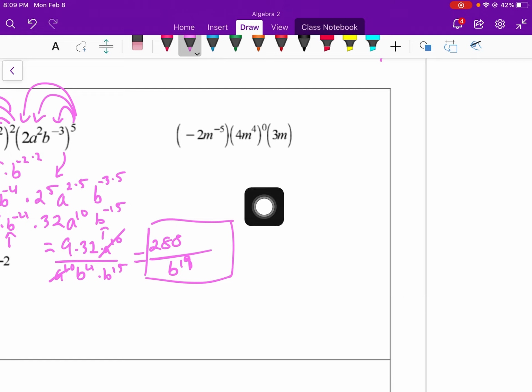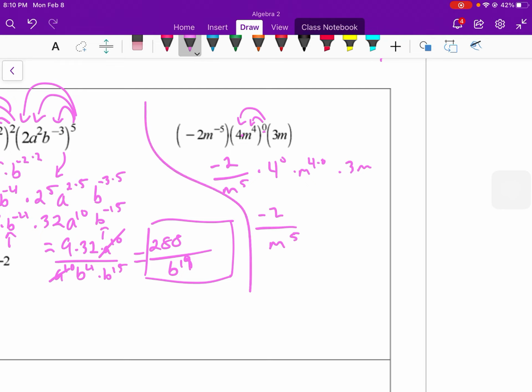Okay, now in this problem here we have negative 2 times m to the negative 5th. So m to the negative 5th is its own thing, so we can bring that to the denominator. I'm going to do that right away. Negative 2 over m to the 5th times, well, this one, it's a product, but it's to the 0th power. So we're going to distribute that 0 through. So times 4 to the 0th, and then we have m to the 4th times 0. Then we still have that 3m out front.